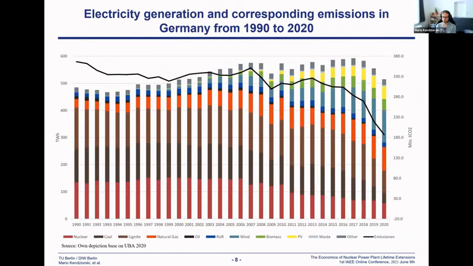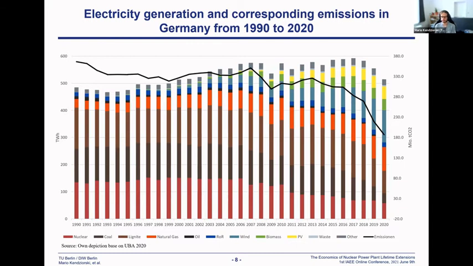What was the result from these closures? So as we can see, from 2010 onwards we actually see just a small increase in emissions. The solid line here indicates the emissions from the electricity sector, and from there onwards we see a decline until today, actually a quite strong decrease in the past years. And at the bottom with the red bar, we see the share of the generation from nuclear power plants in Germany. And we see that it has been decreasing constantly.